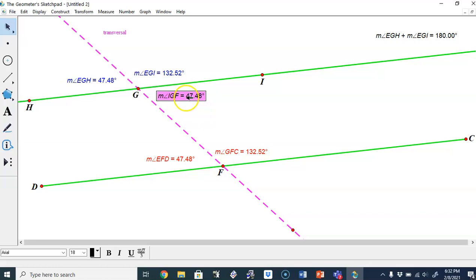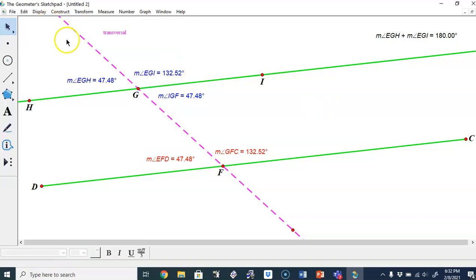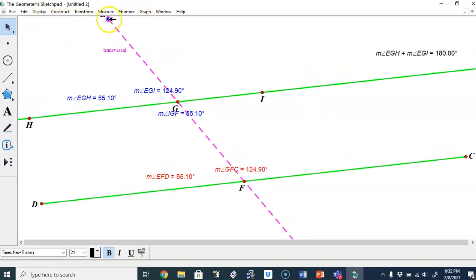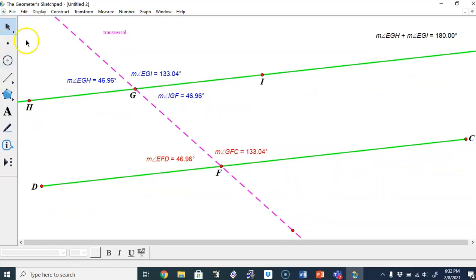Sure enough, look at that. These two vertical angles right here are sure enough congruent. So again, when I move around, notice these two, those two that are vertical to one another, stay the same. And that's important because now I know that this one down here has that same measure. And again, I don't have to ask Geometer Sketchpad for this, but why wouldn't I? How about that? Same size, but we knew that already.